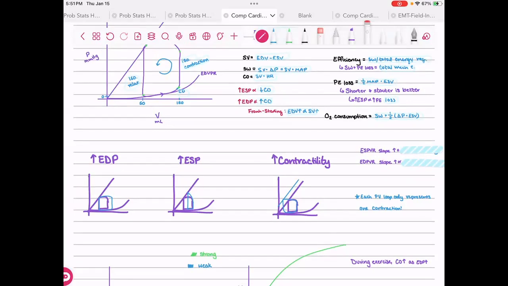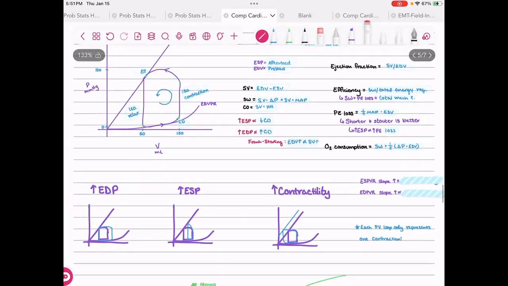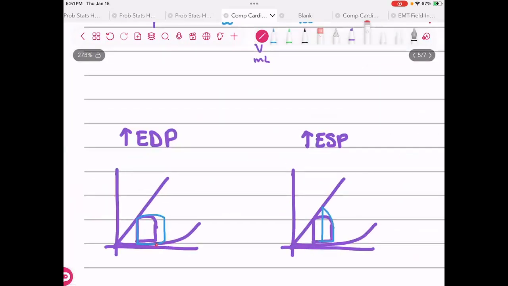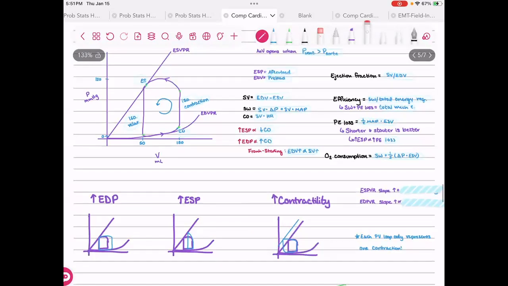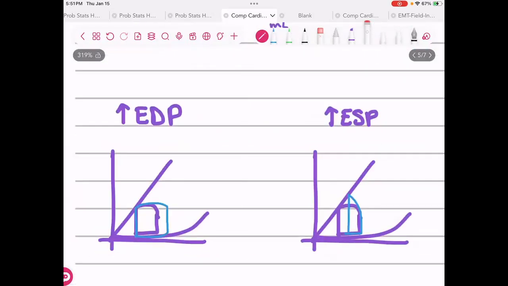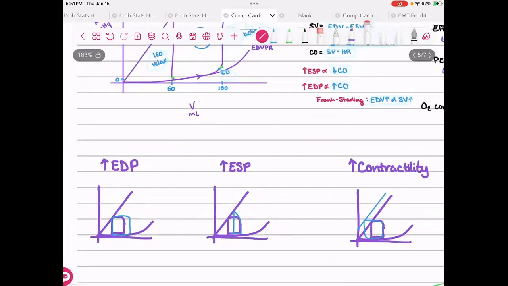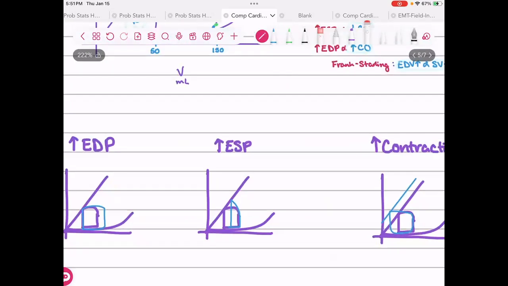With an increase in end diastolic pressure, that's going to be an increase in preload. So the heart is filling more. You're going to have a higher volume at the end of diastole. And then as a result, it's just going to get widened a little bit to the right. That's what your curve is going to look like. If your afterload increases, if your ESP increases, your heart's not going to be able to deal with these. You're not going to have access to these lower pressures. So it kind of cuts off and it becomes a taller, leaner graph.